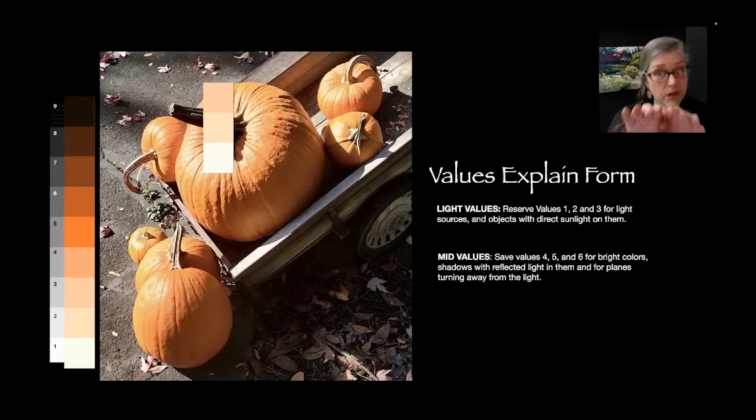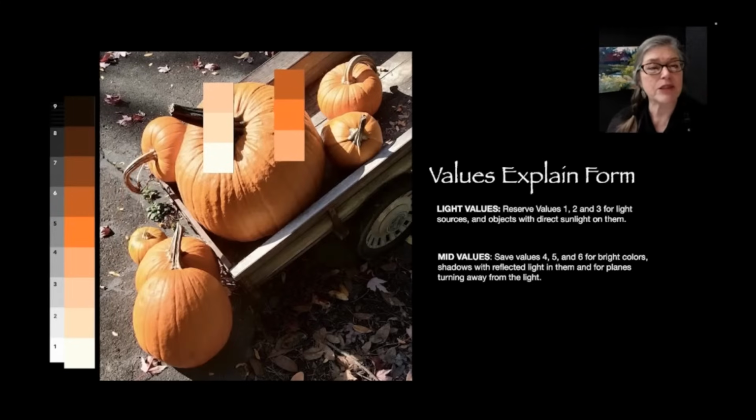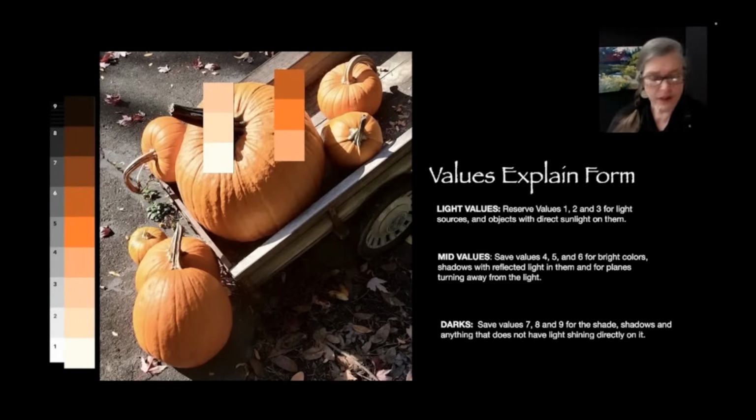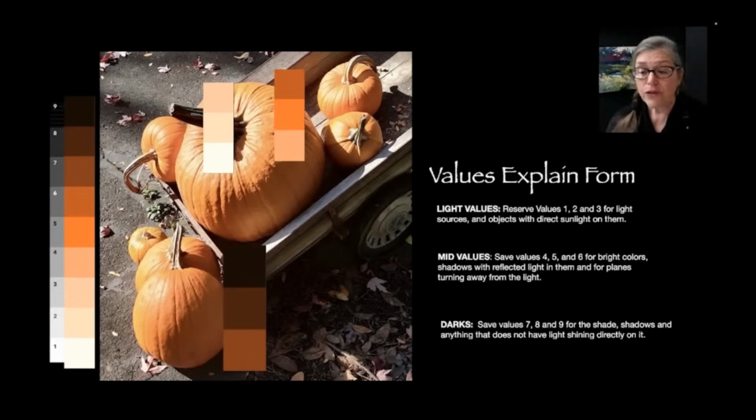So when we're explaining form, mid values explain where the object begins to turn away from the light. And we'll save our dark values, values 7, 8, and 9, for shade, shadows, and anything that doesn't have light shining directly on it. And that will expose the form and how light catches on it and shadows are cast.